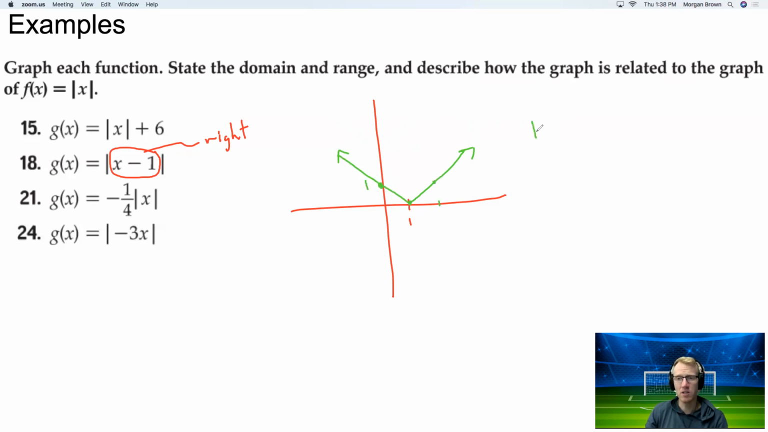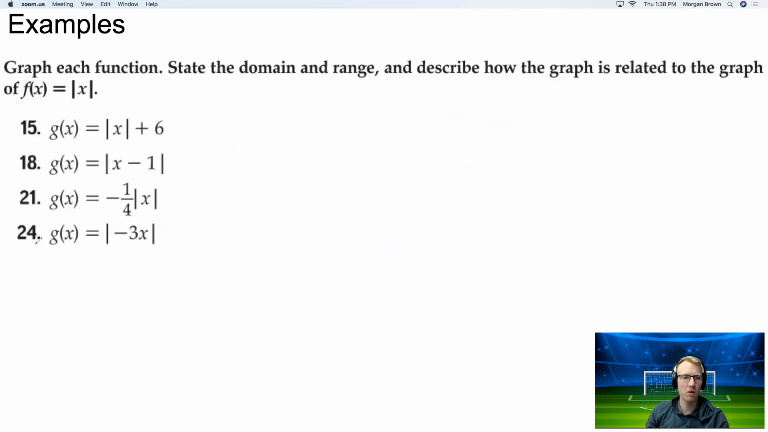There it is. So the range is going to be y is greater than or equal to 0, because even though it moved left and right, it didn't change the height of the graph. And the domain, as before, is going to be all real numbers. Okay, so you can see what's happening when we have a shift up and down or a shift left and right. Let's do one more.